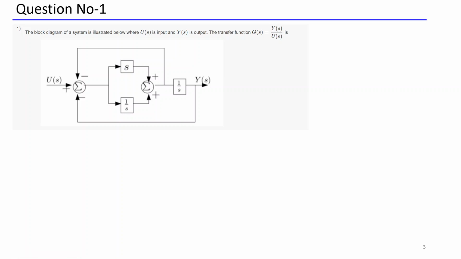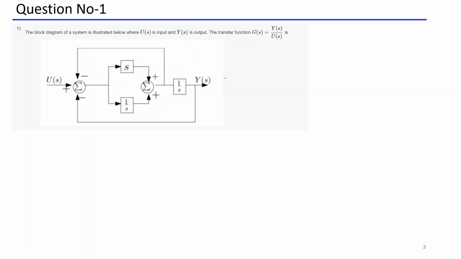This is a block diagram. A plant is modeled by using some differentiators. S is a differentiator, 1 by S is an integrator. So a plant is modeled like that. You have to find out Y of S with respect to the input U of S. So how do you solve this problem? What is the first step? I'm using Mason's gain formula.